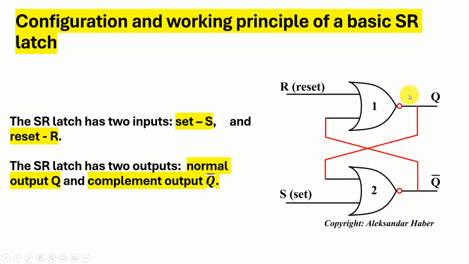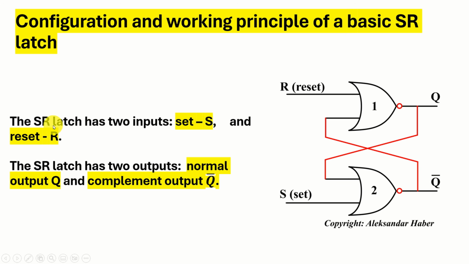Over here you can see the configuration and the working principle of the basic SR latch. We simply take two NOR gates. Here's the first NOR gate, and here's the second NOR gate. And then we establish the feedback. The output of the first NOR gate is connected to the input of the second NOR gate. Similarly, the output of the second NOR gate is connected to the input of the first NOR gate. That is, over here we have a feedback mechanism.